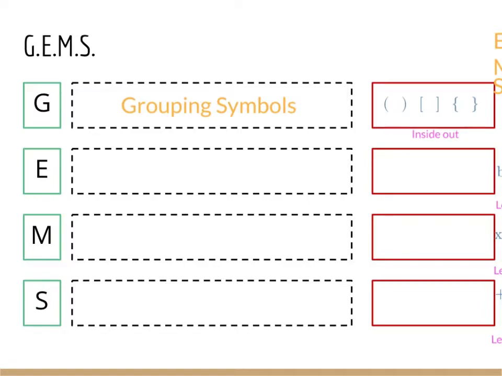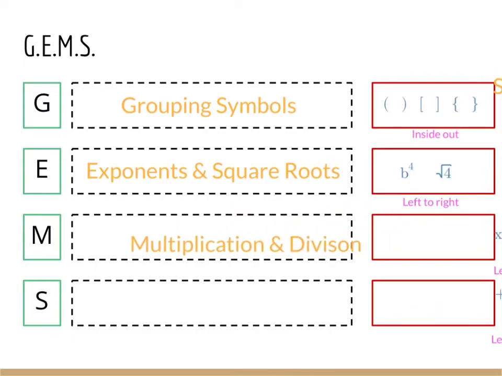The next thing that we need to talk about is E, or the exponents and square roots. So both exponents and square roots are going to be done at the same time. So for example, an exponent looks like this, b to the fourth. A square root looks like the square root of 4. And when we're talking about exponents and square roots, we want to remember that we're going to work left to right.